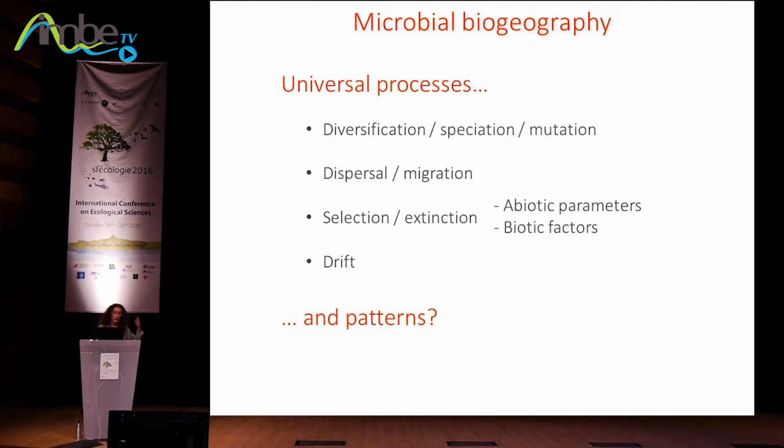So of course, many of these questions relate at the beginning with microbial biogeography, that of course we must assume respond to the same universal processes, mutation, migration, extinction, and drift, that we tend to call, in the case of microbial communities, diversification, dispersal, selection, and drift. But perhaps the relative proportion of these different factors is not exactly the same as for animals and plants, and the patterns may be sometimes a bit different.